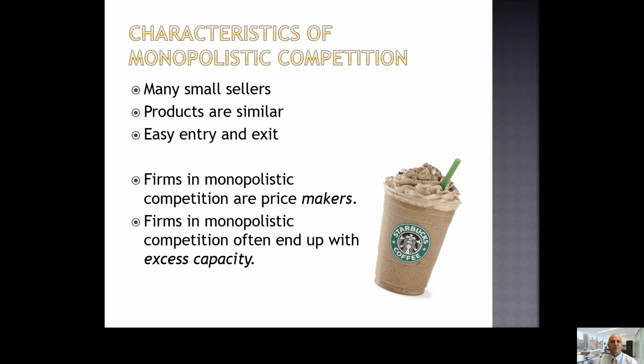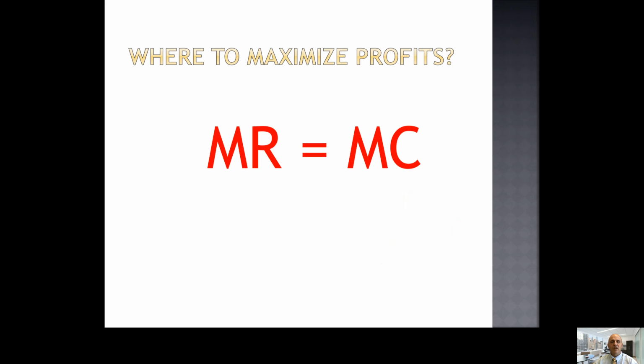We will also explore that firms in monopolistic competition often end up with what's called excess capacity. They tend not to be producing the output which minimizes their average total cost. But as before, firms in monopolistic competition will maximize profits where marginal revenue equals marginal cost. So it's the same rule, and the graphs will look very similar to the monopoly market structure.